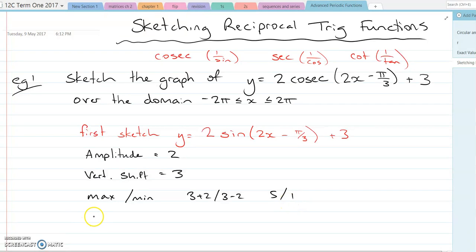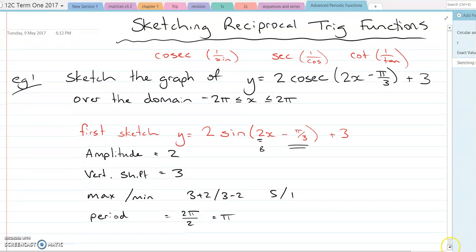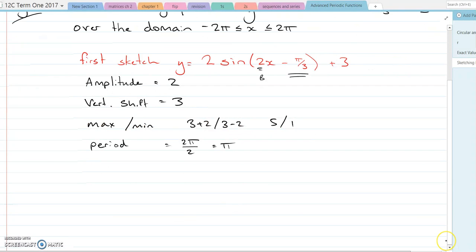We've got the period. Period is 2 pi over b, that is b, so 2 pi over 2, which is pi. Period is pi, so this is negative 2 pi to 2 pi. We're sketching 4 periods.